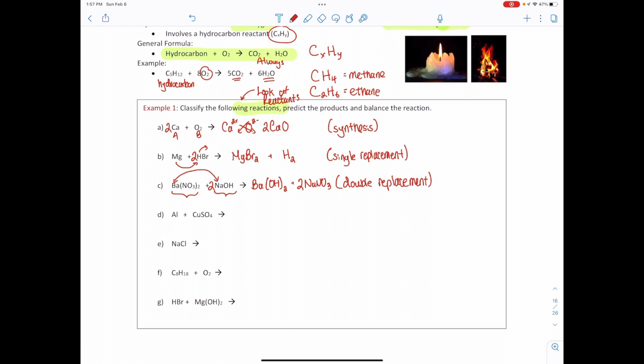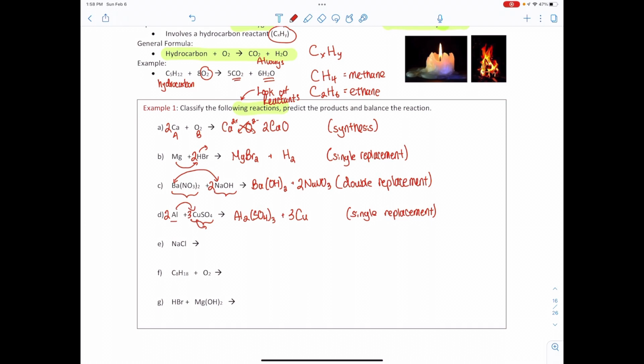Example D, I have aluminum. This is a single element reacting with copper(II) sulfate, which is a compound. Once again, if I have an element with a compound, this is going to be single replacement. Aluminum kicks out the copper, so I now have aluminum sulfate, Al2(SO4)3, and then my copper element. To balance it, I'm going to put a 2 in front. Aluminum is balanced. I have 3 sulfates, and then a 3 in front of Cu to balance it out.